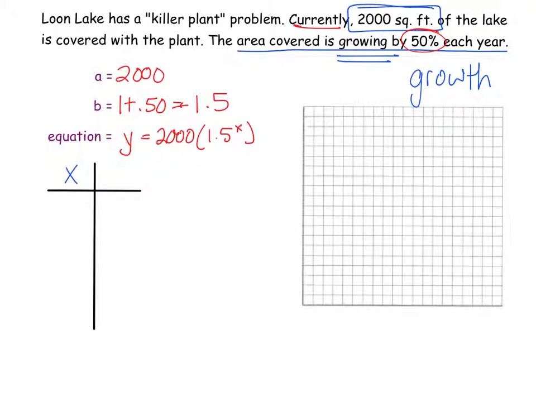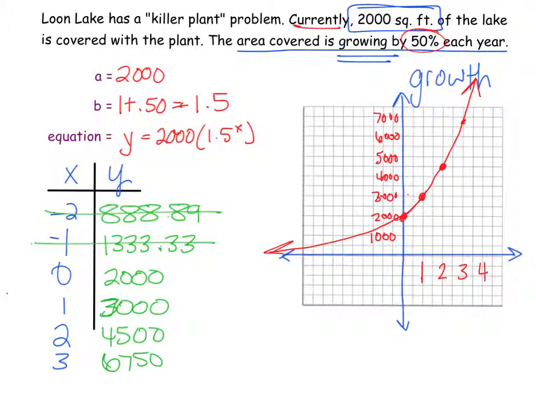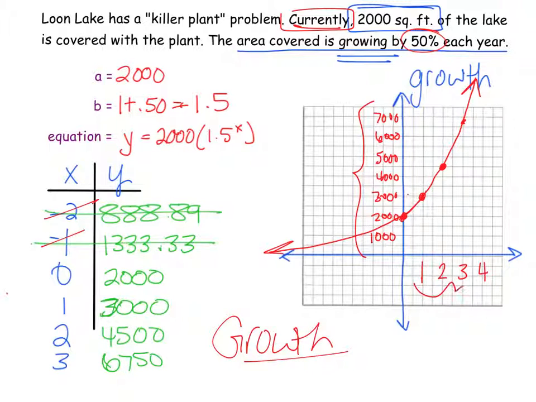Now we need to make our table, x and y, and see what happens when we graph. So go ahead and do that on your own. So when we plugged in values into our table, we currently have 2,000 square feet, so we really don't need to plug in negatives. And so I plugged in 0, 1, 2, 3, 4. I found the corresponding values. They were increasing because this is a growth function, which is exactly what our graph shows. And notice how I numbered and labeled my graph so that it fit nicely and I used my space wisely.